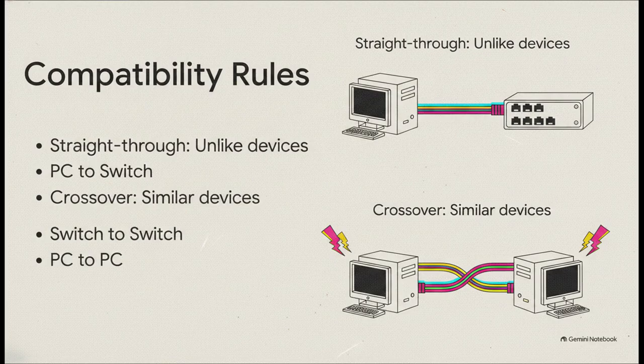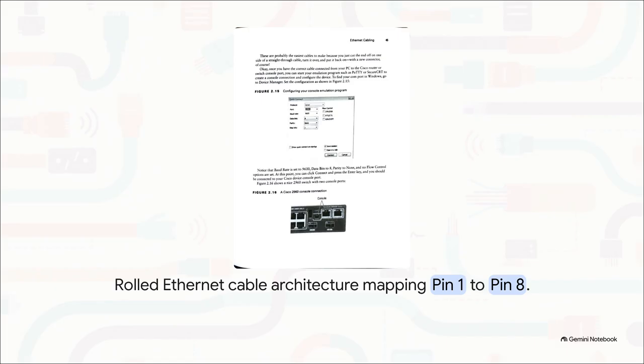But if you connect similar devices, like a switch directly to a switch or a PC straight to another PC using a standard cable, they'll both try to transmit on the exact same pins. They're essentially going to be yelling at each other on the same wire, and neither can hear a thing. To fix that, you have to use your crossover cable, which physically crosses those transmit and receive pairs so the devices can communicate seamlessly.